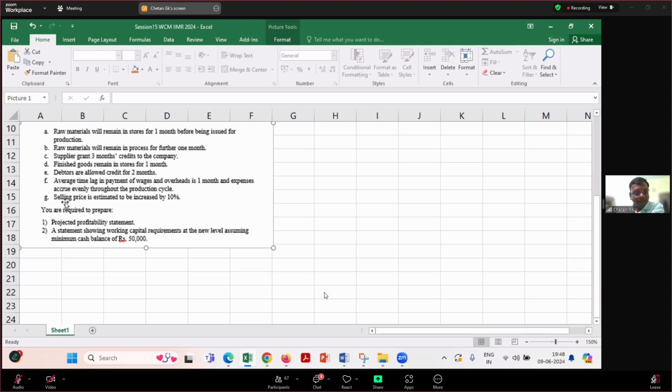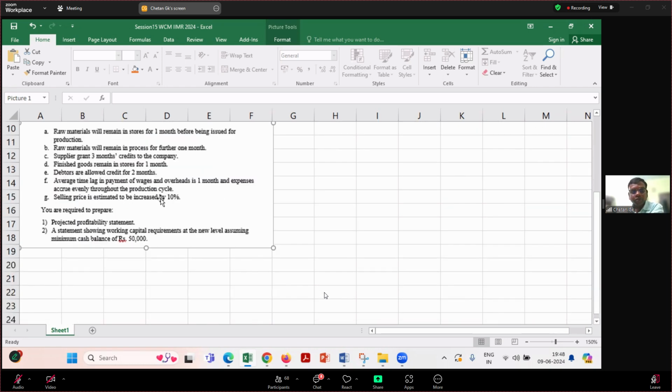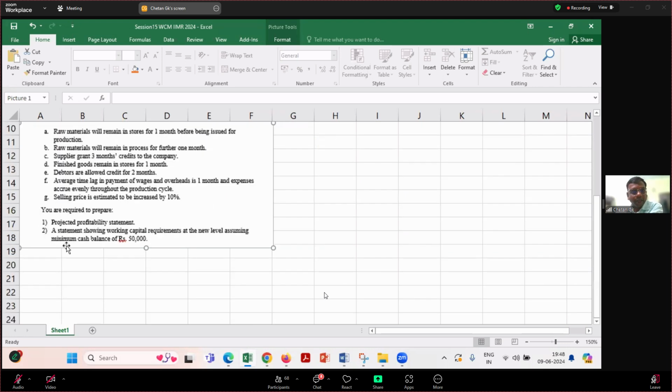Next, the selling price is estimated to be increased by 10%. Which means 240 plus 10%, so 264 will be the new selling price. You are required to prepare a projected profitability statement and a statement showing the working capital requirement at the new level of units, that is 48,000, assuming the minimum cash balance in the current assets is 50,000.